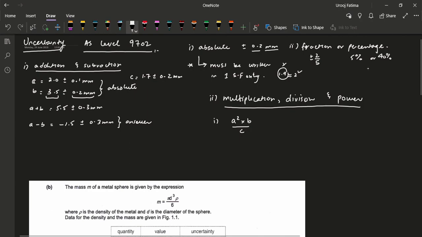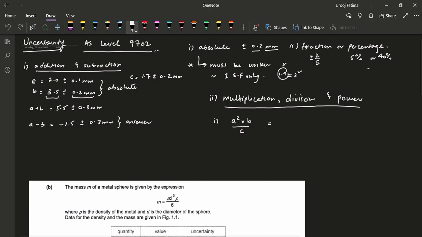Now, to solve this, first of all, you must understand that you cannot just simply add the uncertainties like we did in addition and subtraction. In fact, you have to convert them into fractions. Now, I have just learned a way, and I'm also going to teach you this.